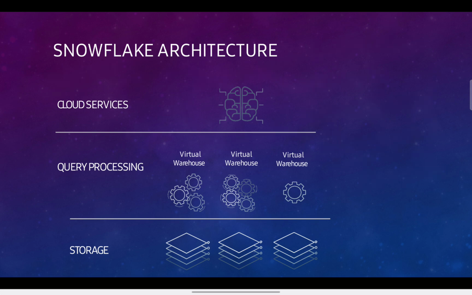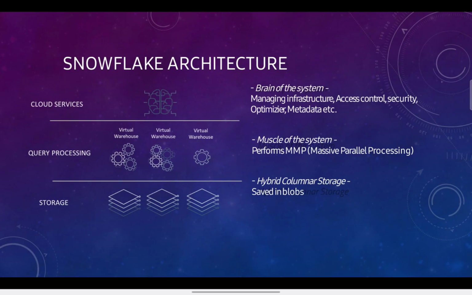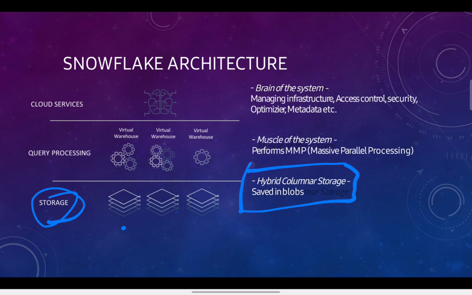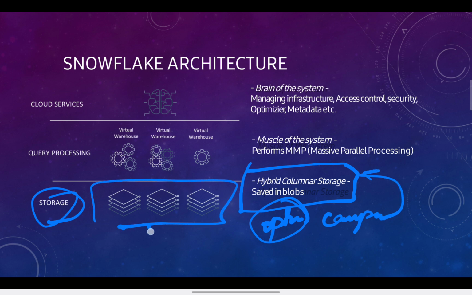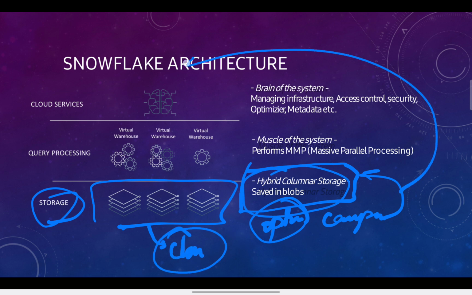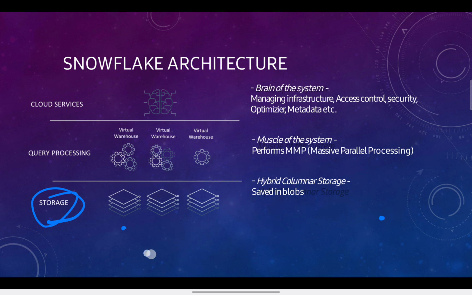Now we are going to repeat it once more. Initially we learned what storage is. It is hybrid columnar storage saved in different blobs. I said that it stores in three different ways, I'm repeating: optimization will be here, compression will be here, and columnar format will be here. It is using different cloud storages, meaning it's happening on the cloud storages but managed by Snowflake architecture.